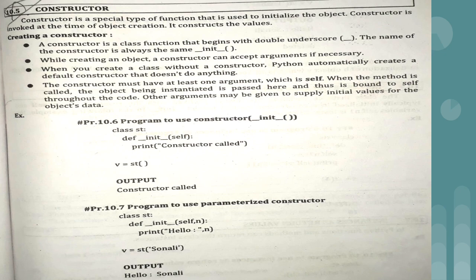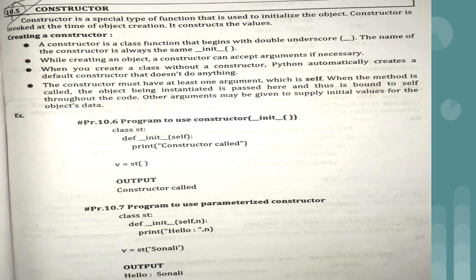Then we have the constructor. The constructor topic we have already seen. Whenever we want to create a constructor, we have to make use of double underscore init double underscore. A constructor can be parameterless or parameterized. We have seen a parameterized constructor in the property program. When we have a parameterized constructor and create an object of a class, within the parenthesis of the class name we have to specify the parameter. That will be considered a parameterized constructor.